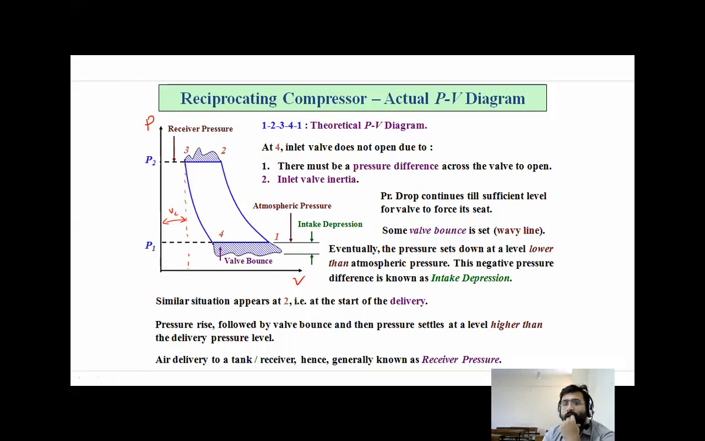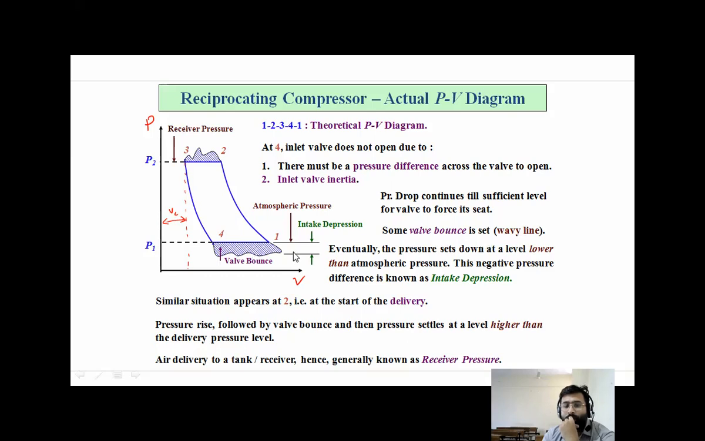So I'll read this. 1 to 2 to 3 to 4 to 1 is the theoretical PV diagram. At 4, the inlet valve does not open, because there must be a pressure difference across the valve to open it, due to valve inertia. So sufficient suction pressure has to be created, and then there is the momentum inertia of the valve. The pressure drop continues till a sufficient level for the valve to force its seat. Some valve bounce is set.